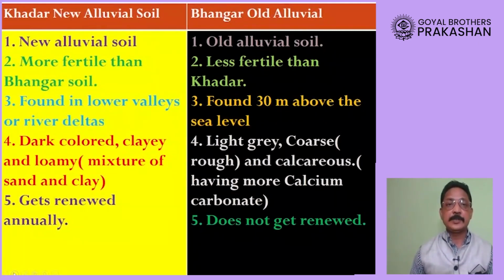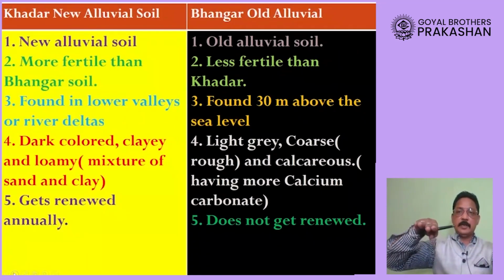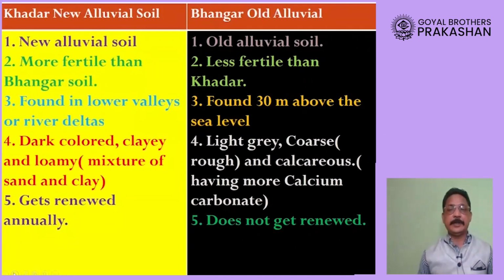If the question is asked about distinguishing between Khadar and Bhangar alluvial soil, okay, we have to say that Khadar is new alluvial soil, Bhangar is old alluvial soil. Khadar is more fertile, Bhangar soil is less fertile. Then this Khadar soil is found near the banks of the river, whereas this Bhangar soil is found away from the river, about the altitude of 30 meter. Okay. Another difference between them, this Khadar soil is more dark. Okay, it's darker, whereas Bhangar soil is light in color.